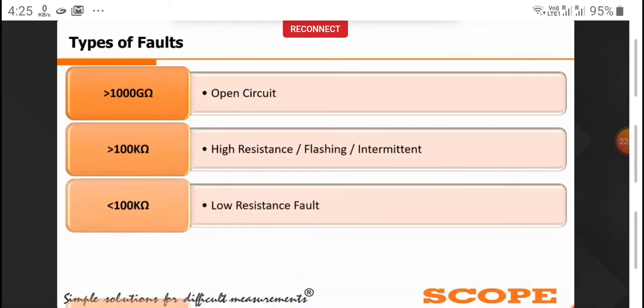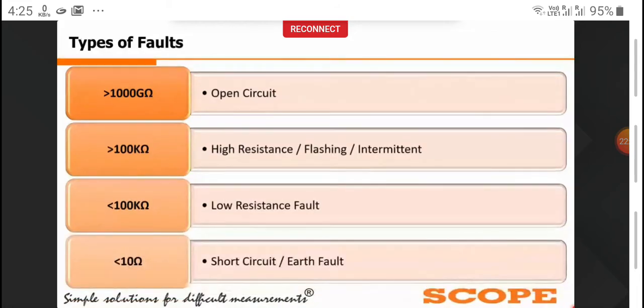After that, the types of faults according to the fault resistance. If the fault resistance is below 10 ohm, the cable is dead short circuited, so for this type of fault we call it a short circuit fault. If the fault resistance is higher than 10 ohm, from mega ohm to kilo ohms, this type of fault is called low resistance. If the fault resistance value is greater than 100 kilo ohm, then it is called a high resistance type of fault. And if the fault resistance is in giga ohms, then we call it an open circuit fault. Okay, I will explain it later also.